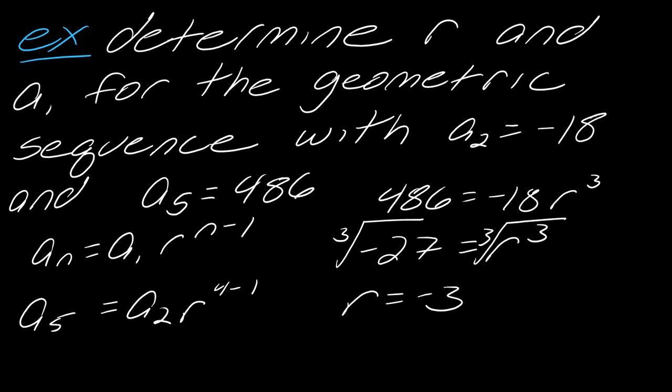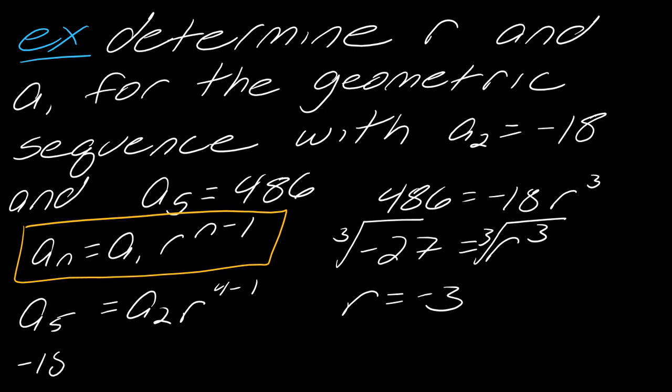Next I can figure out what my first term has to be. Let's go back to the original equation we wanted to work with. Let's use that A sub 2 equals negative 18. I don't know what A sub 1 is, but I know that if this is A sub 2, I can plug in 2 into this formula for n. This is going to give me, let me clear a little space actually.